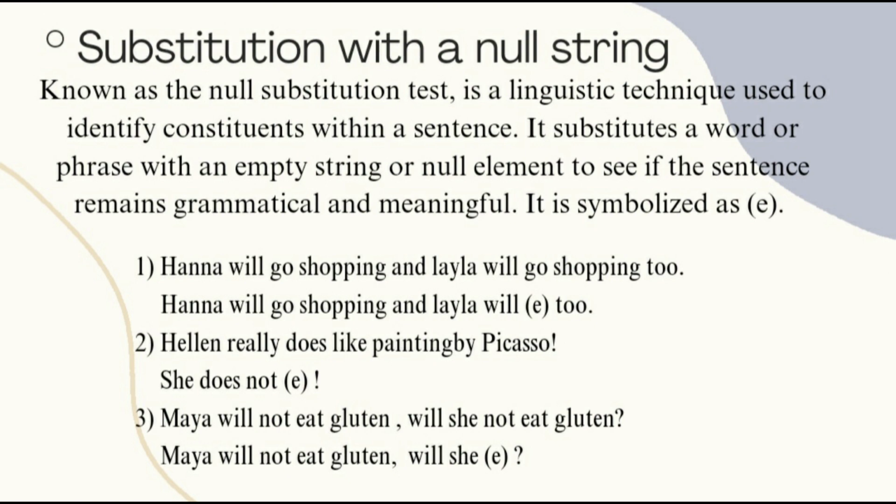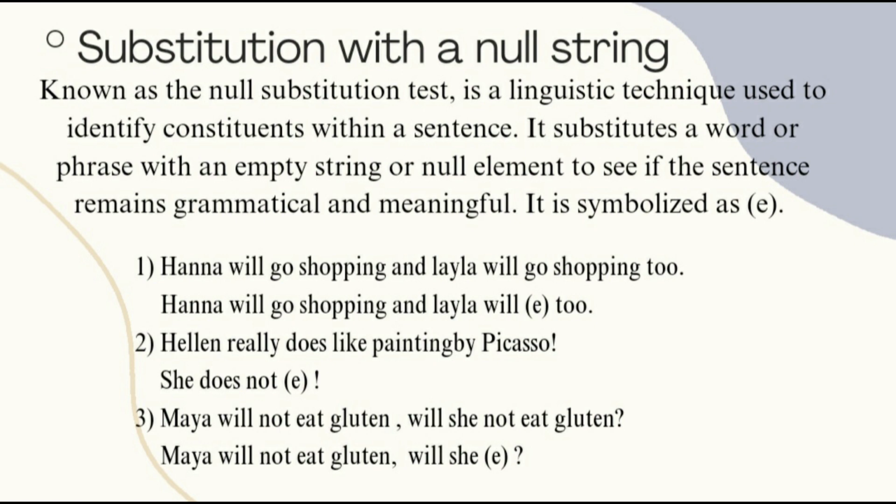Let's see examples. Hannah will go shopping and Lila will go shopping too. So we're gonna replace go shopping too with nothing: Hannah will go shopping and Lila will too. And the sentence gives the same meaning.